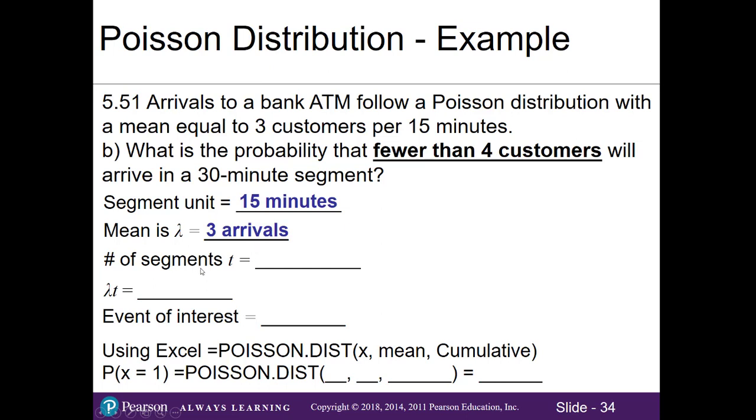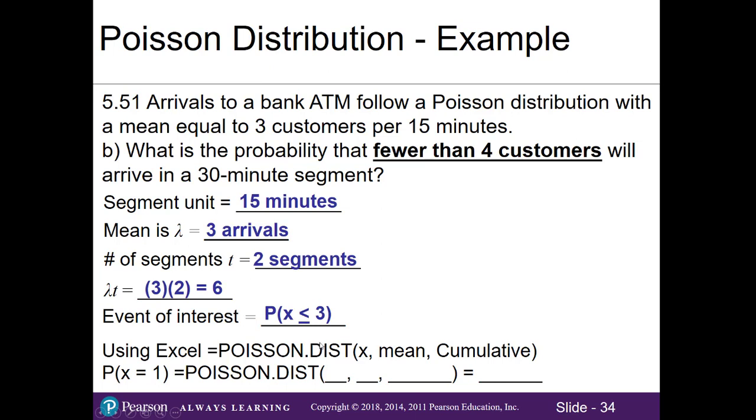However, what has changed in part B is the number of segments we're looking at. This time the number of segments, our t, is actually going to be 2 segments because 15 minutes fits into 30 minutes twice. So we're just doing a little bit of dividing to get that. And then our lambda t, we'll take our 3 times 2, and that gives us 6. Now for our event of interest, when we're given a problem, we want to make sure we understand how to rewrite it as a probability statement. Since it states fewer than 4 customers, that's the same as saying the probability that x is less than or equal to 3. Then using our Poisson distribution, we'll go ahead and plug in what we know.